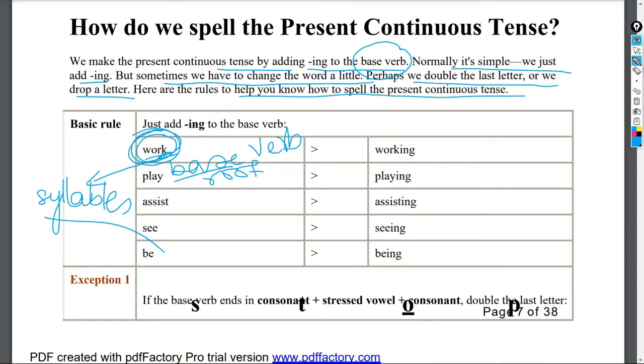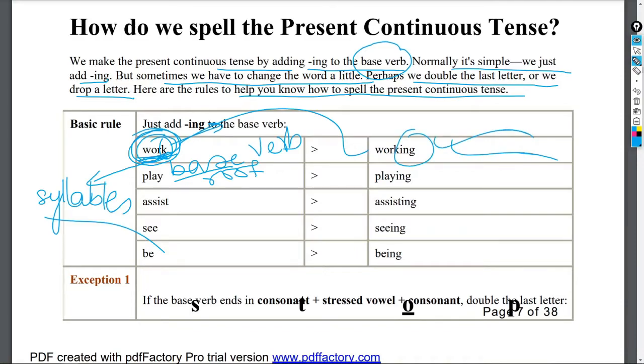Hai na? Suppose workable means two words here, workable. Work and able added, workable. Therefore, this sort of verb, when you are adding ing, when it is ending with the consonant, K is the consonant, then there is no problem. Only ing is added, there is no problem at all.